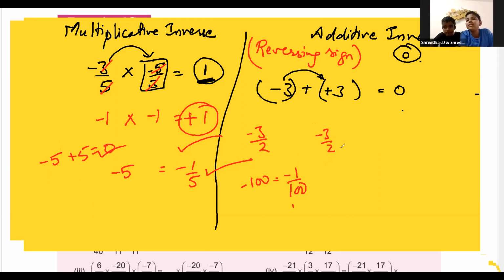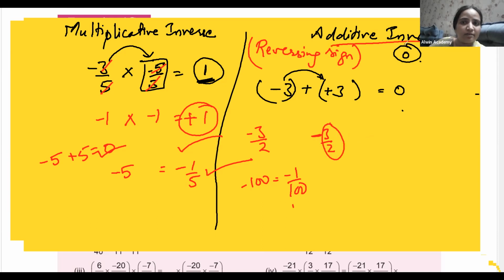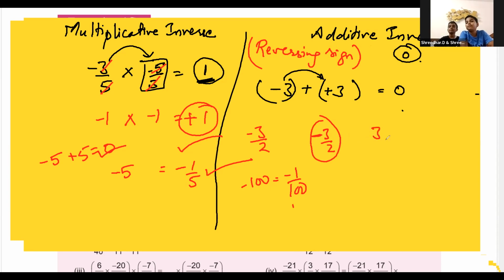Ma'am, the additive inverse of -3/2 would be, ma'am, 3 by -2. Why 3 by -2, beta? Negative has to be kept with the numerator only, no? Yes, ma'am. Ma'am, -2/3. Listen here, bacha. We are not flipping in additive inverse, beta. We are not flipping it. For additive inverse, we always reverse the sign. If it is negative 3 by 2, the answer would be 3 by 2.